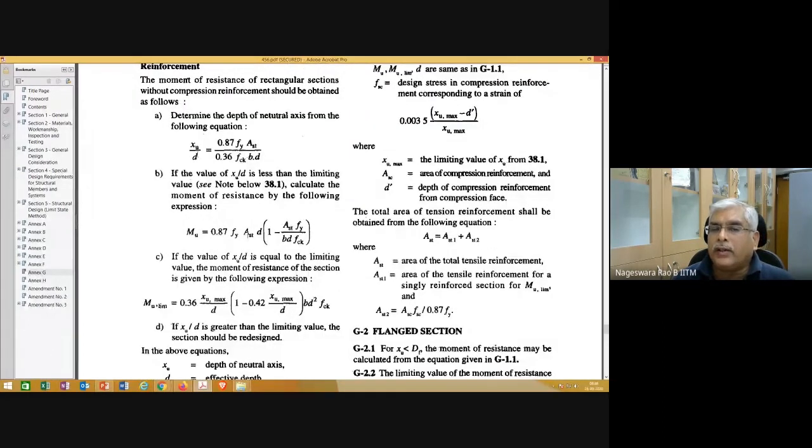So you need to calculate XU divided by D and compare with the limiting value of XU divided by D. And then if XU divided by D for a given section is less than XU max divided by D, then it's going to be under reinforced.